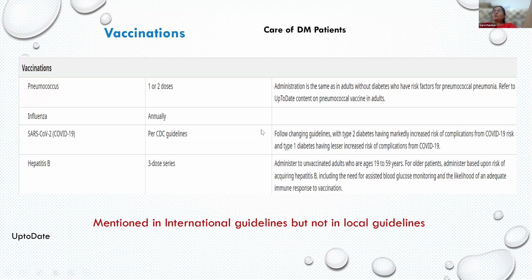Vaccination is again not included in our local guidelines, but is very important for the diabetic patient. So they should have up-to-date pneumococcal vaccination, annual influenza vaccination, and the COVID vaccination as per local guidelines. They are considered medically vulnerable patients at high risk for COVID. So we need to follow our local guideline for COVID vaccination for such patients. And they should also receive hepatitis B three doses if they are not immune to it.